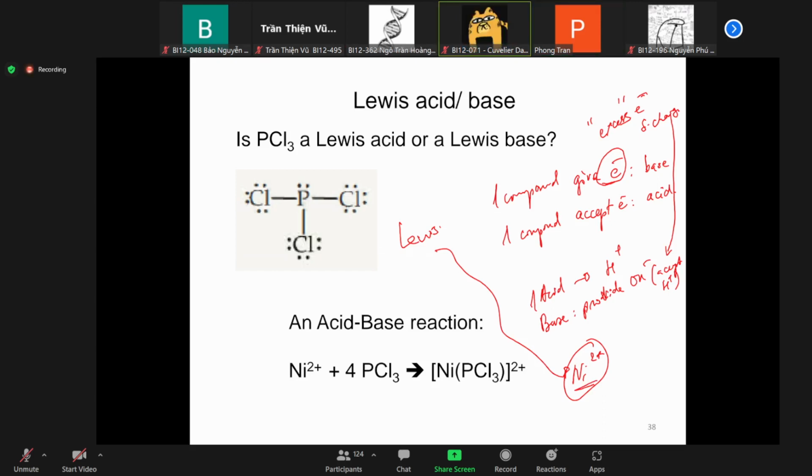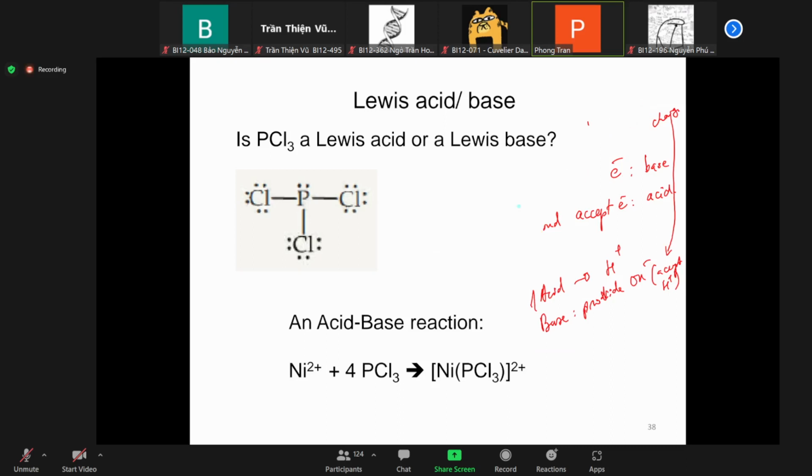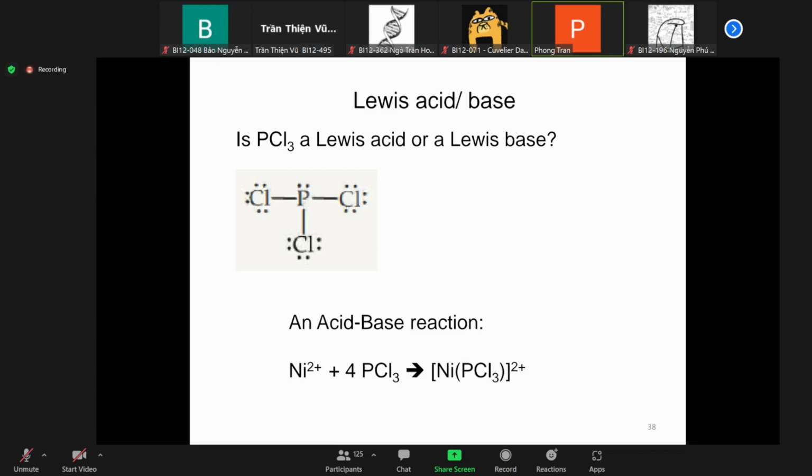Yes. So by this definition, whether BCl3 is an acid or a base. In your opinion? So I think PCl3 will be a base. Yes. So basically here you have a pair of electrons on the phosphorus, so it can give the electron, so it becomes a Lewis base.